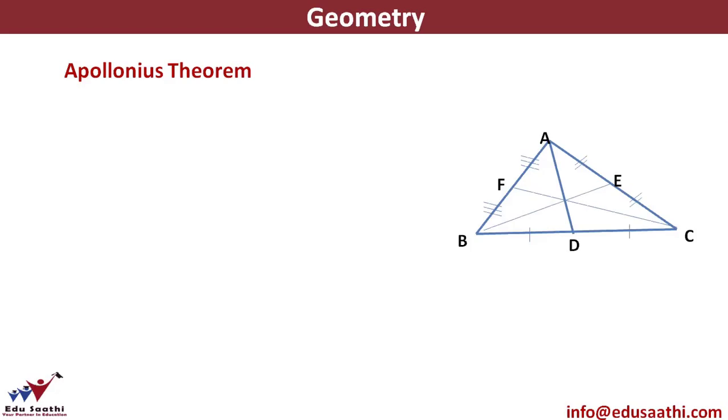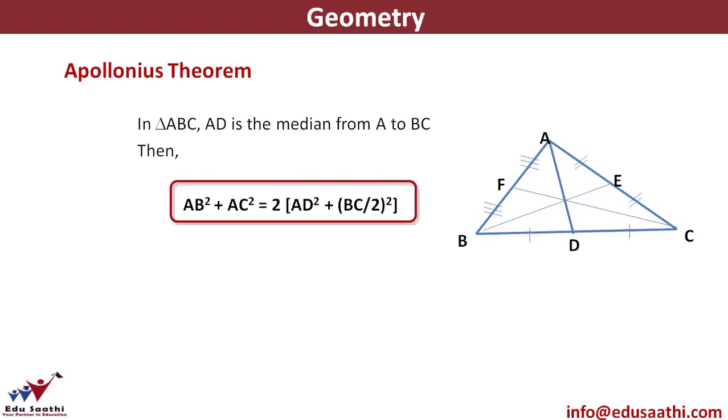Apollonius theorem helps us in finding the length of the median. So let me talk about the case which is AD in this triangle. AD is the median to the base BC, thereby BD and DC are equal. If I have to find the length of AD, I will apply Apollonius theorem. AD is between AB and AC, so it will be AB square plus AC square equals twice of AD square, which is the length of the median, plus BC half square. Half of BC I can replace with BD as well, BD square.